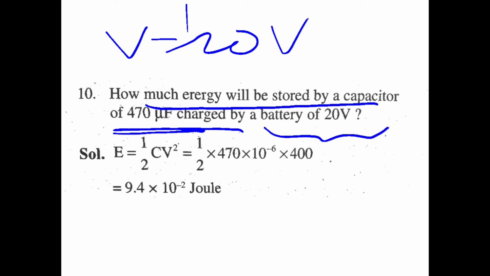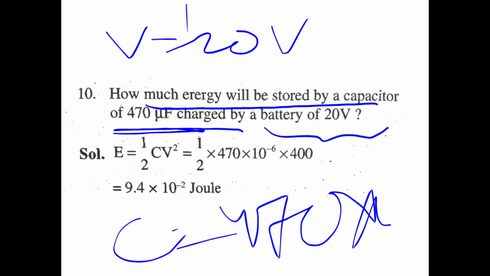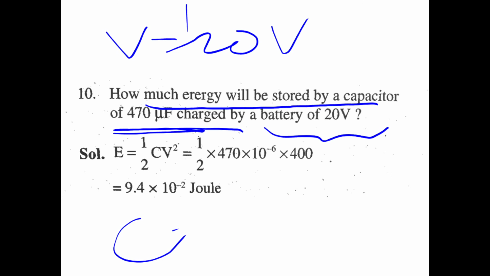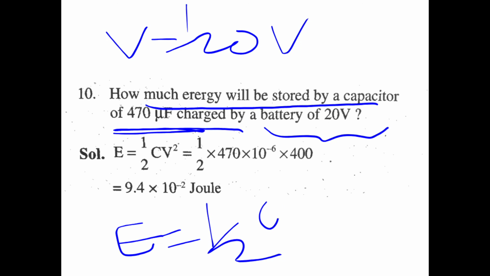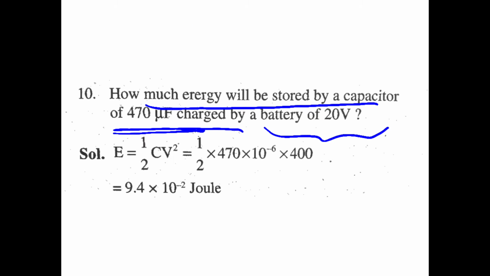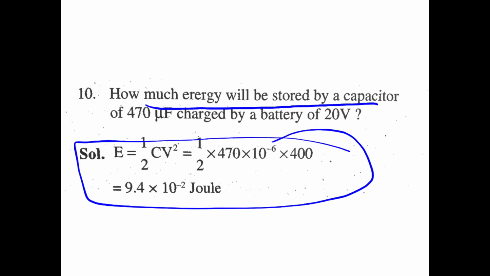Okay, and charge and capacitance C is equal to 470 × 10 to the power minus 6 farad. So we know E is equal to, from the relation, 1 by 2 CV square. That is the energy. We have to determine this. So putting in the direct formula, we get this answer.